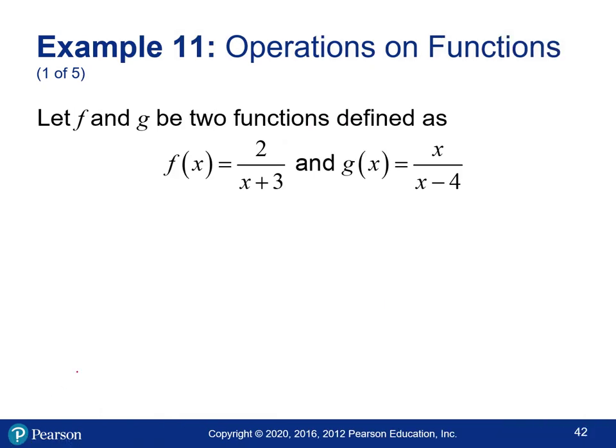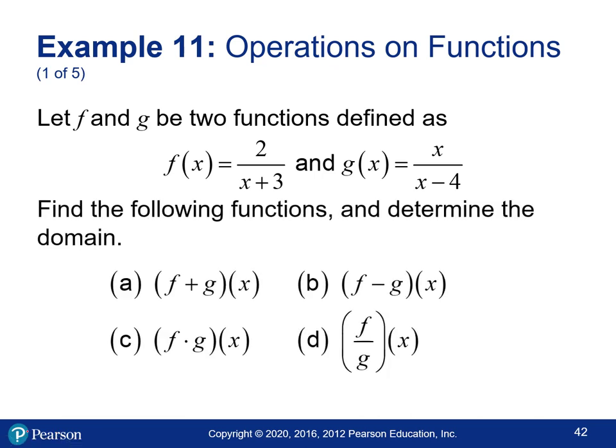Okay, so getting right into our examples. Our two functions: f of x is 2 over x plus 3, g of x is x over x minus 4. Okay, so those are given, and we're going to find the following. We're going to add the two functions in part A, subtract them in part B, multiply them in part C, and divide them in part D.